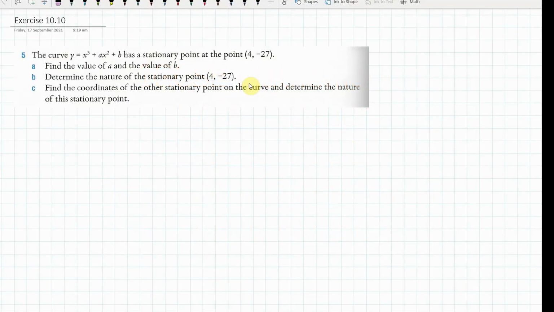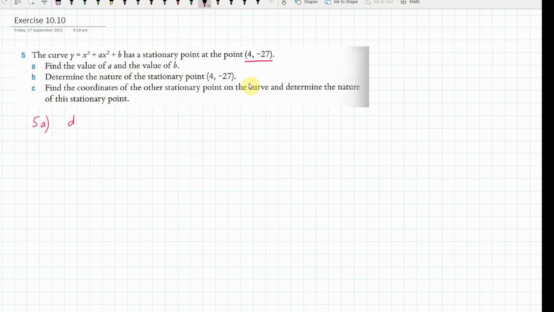Okay, year 10 and 11s, we're looking at differentiation. We're continuing our work in there. And number 5, we've been given an equation here. It's a cubic, and we've got a couple of unknowns, an a and a b. They're constants, but we do know one thing. We know there's a stationary point here, and we've got to find the value of a and b.